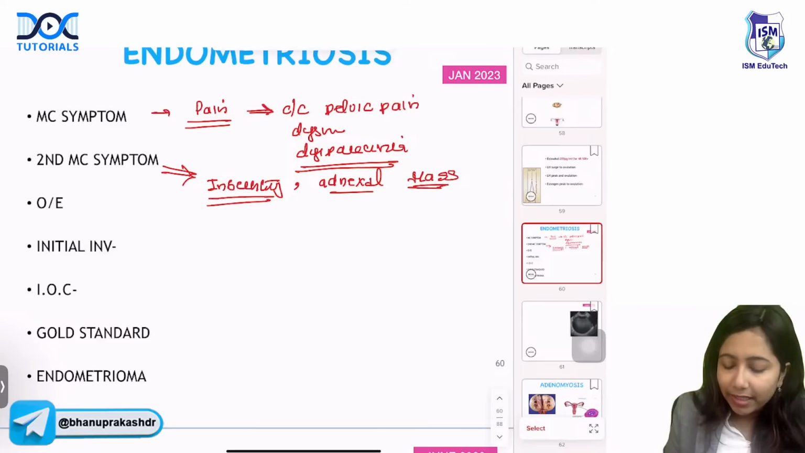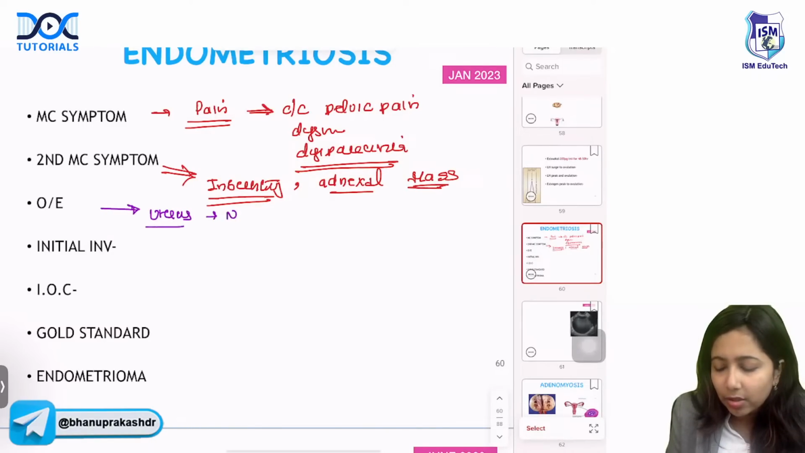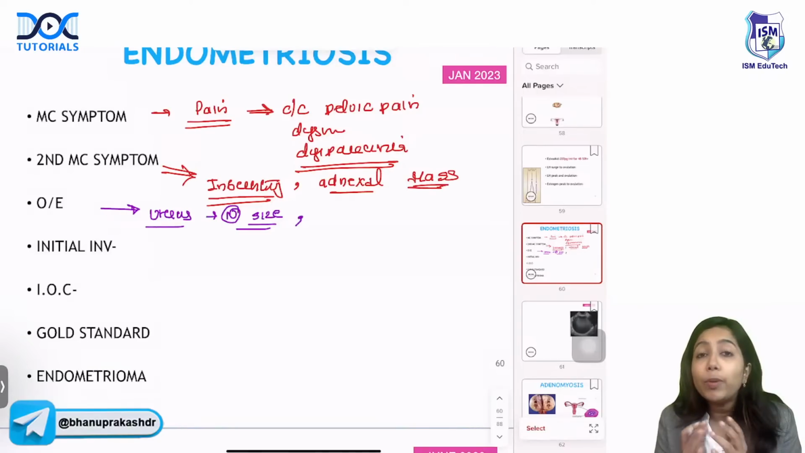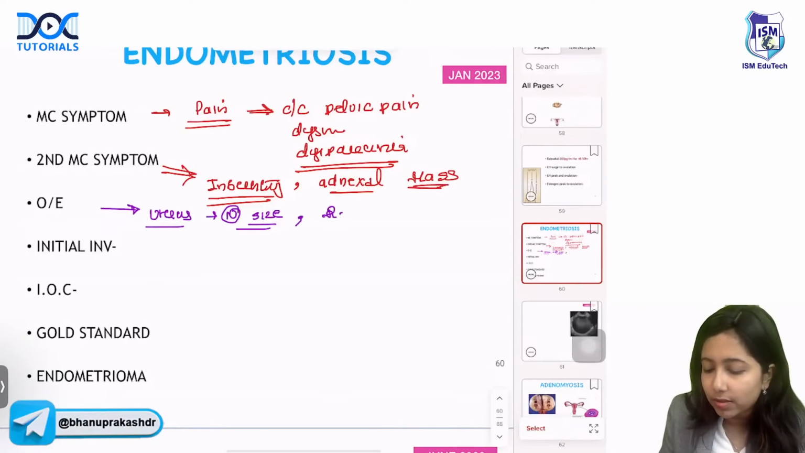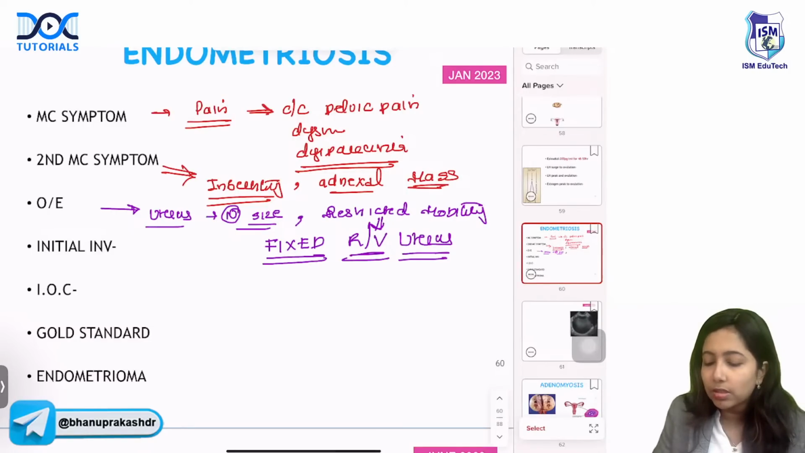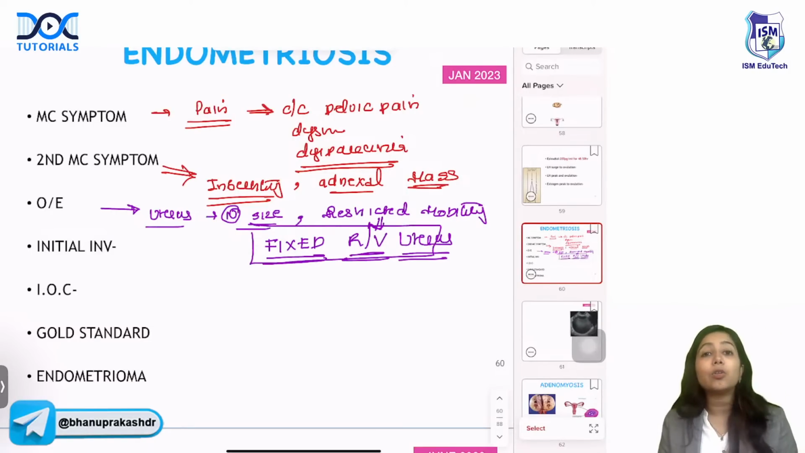The examination findings include, what will be the size of the uterus? The uterus is usually normal sized. But what is the problem? Due to the presence of fibrosis and adhesions, the mobility of the uterus is restricted. So there is restricted mobility. There can be a fixed retroverted uterus. Key point, please note this: fixed retroverted uterus is seen in endometriosis.